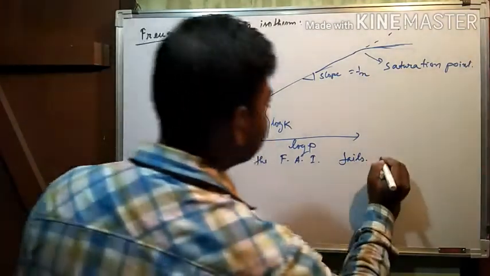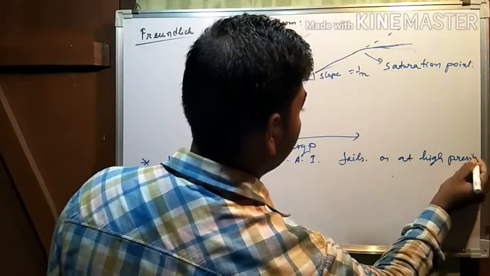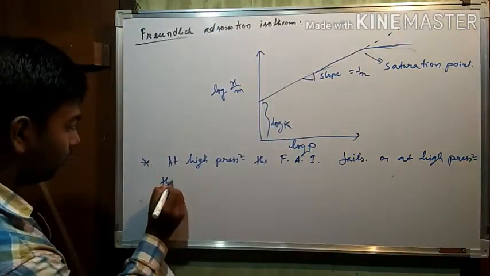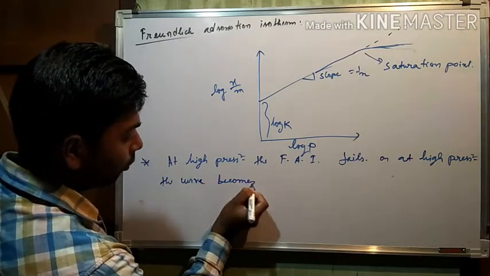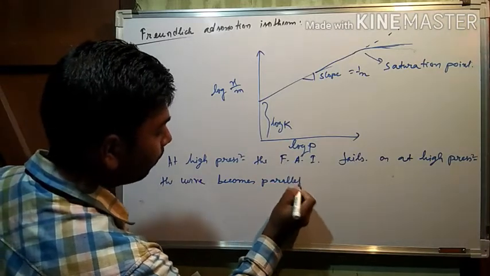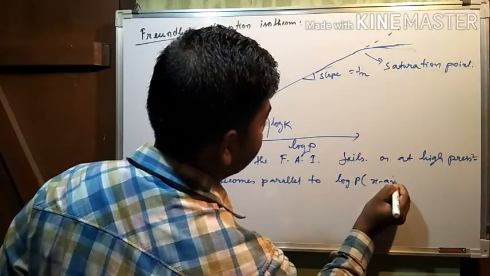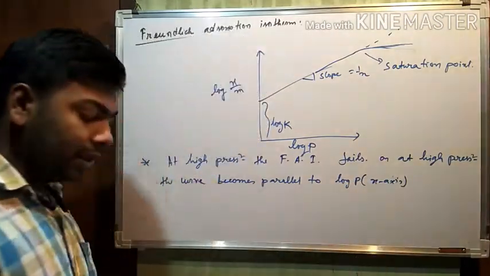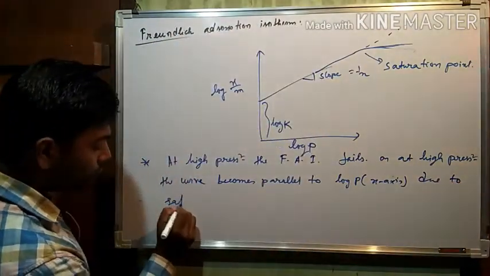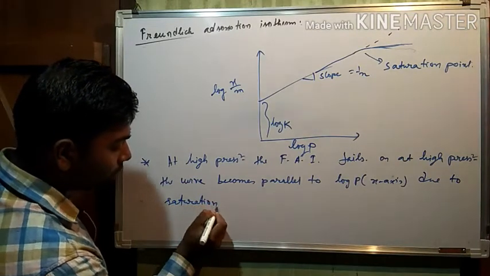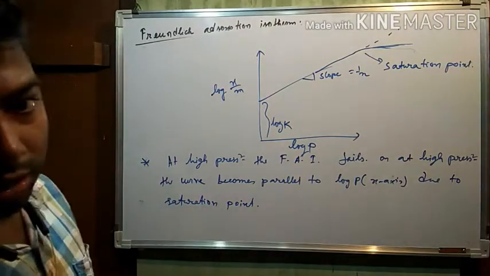Why? At high pressure, the curve becomes parallel to log of p, that means the x-axis, due to the saturation point, or you can say direct saturation. Okay.